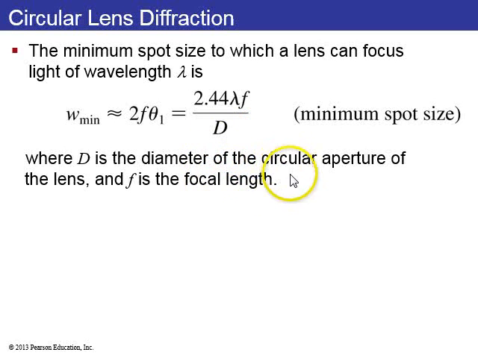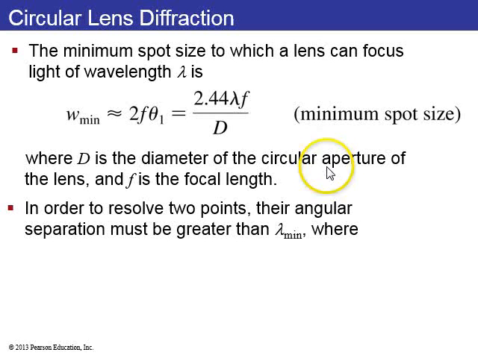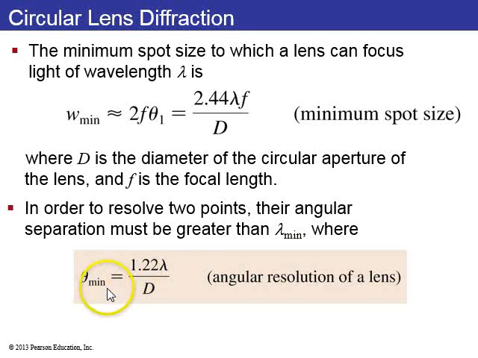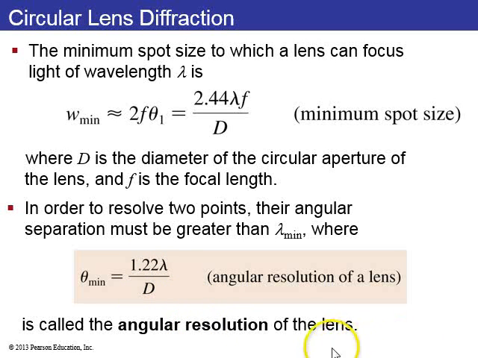So a bigger diameter telescope sometimes can be used to create crisper images with smaller spot sizes. And you want small spot sizes so that you can resolve 2 point sources. The closest 2 point sources can be on the sky and still be resolved is called theta min, the angular resolution of the lens, and it is 1.22 times lambda over d, where lambda is the wavelength of the light and d is the diameter of the telescope. That's called the angular resolution of this telescope.